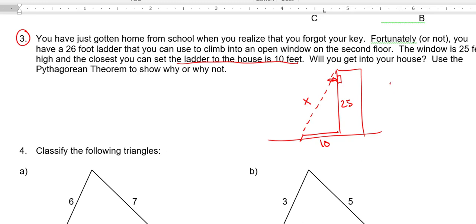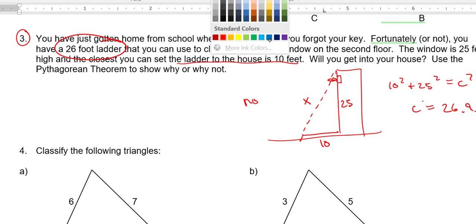Okay, so it's going to be 10 squared plus 25 squared is equal to c squared. C is going to be equal to, when I use my calculator, 26.9 feet. That means it's too big. This length is too big for my 26-foot ladder, and so the answer is no. I'm not going to be able to get in, unless I jump. Don't recommend that. Okay.